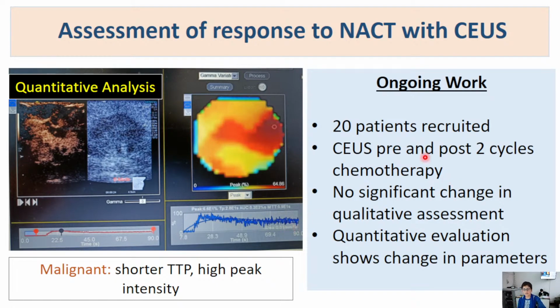An ongoing work is going on in our department, in which as of now 20 patients have been recruited. It is primarily for the assessment of response on CEUS to the neoadjuvant chemotherapy. And however, no significant change was seen in the qualitative assessment, but a quantitative evaluation at this stage has shown a change in the parameters.